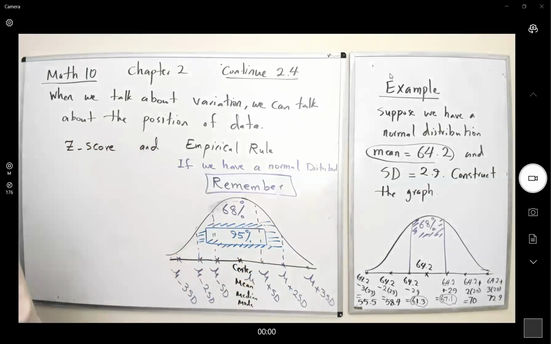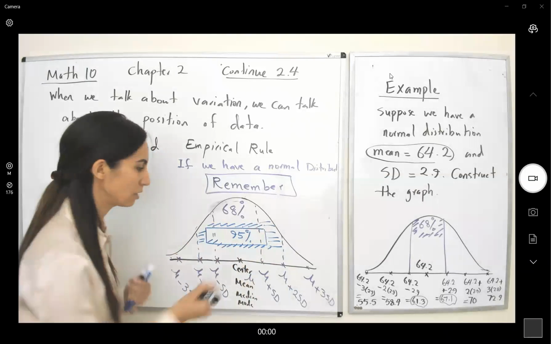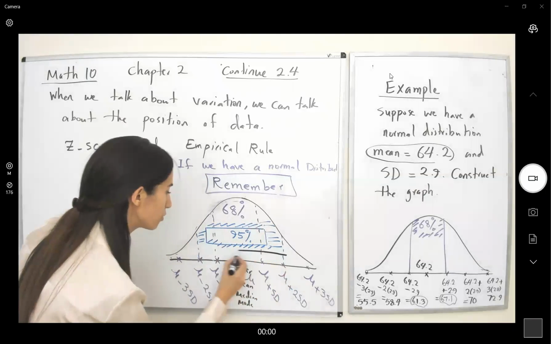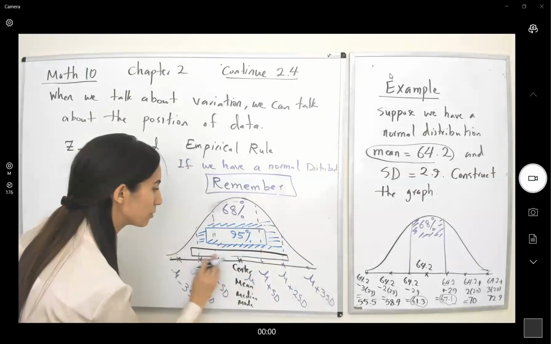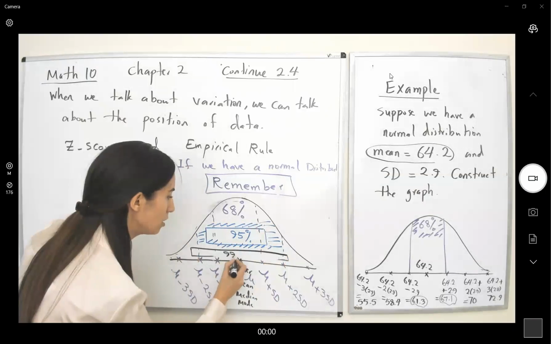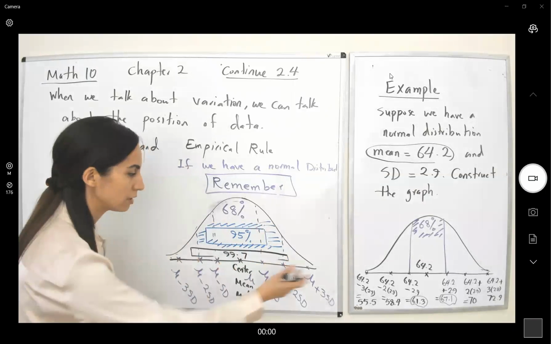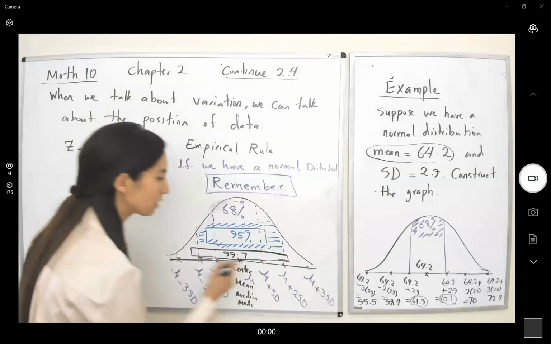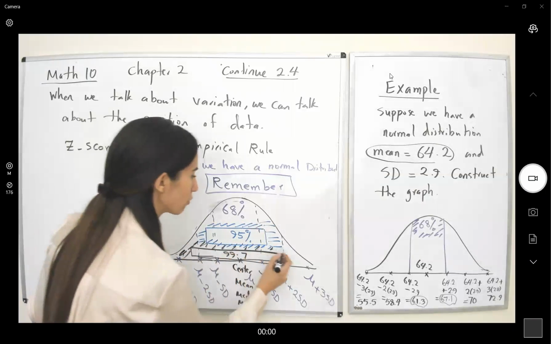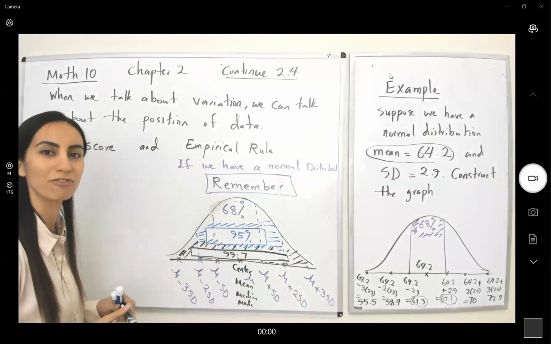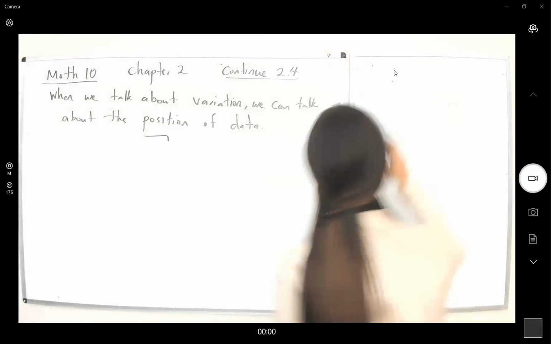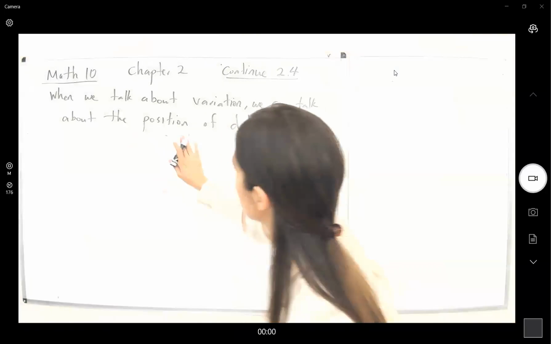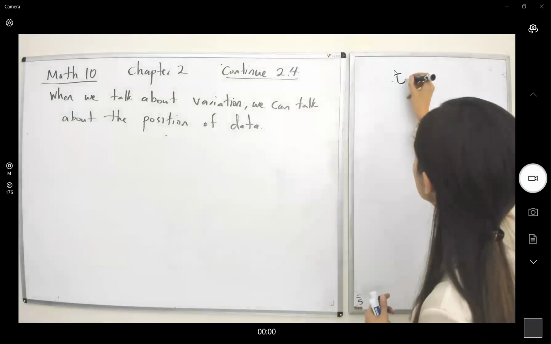Also, this rule says 99.7% of your data are between three standard deviations away from the mean. 99.7. Almost the majority of the data are in between three standard deviations away from the mean. Almost all of them. There you go. So let us write down the empirical rule here. I give you one example to make sense of it.